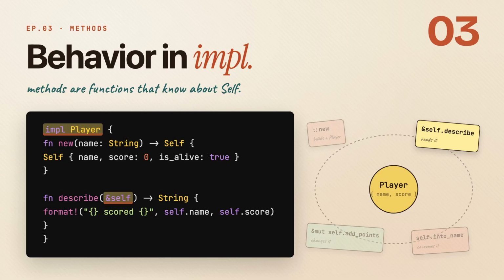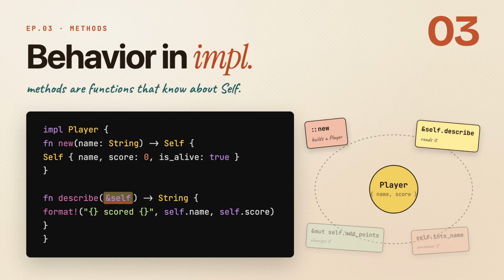Now look at the call side. We write meow.describe, but not &meow.describe. Rust adds the reference for you. The compiler sees that describe wants &self, so it borrows meow automatically, less noise on the page.